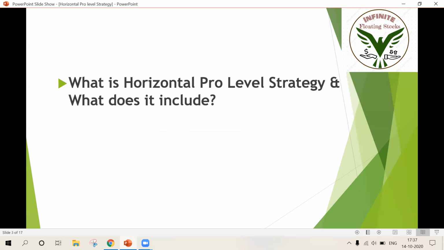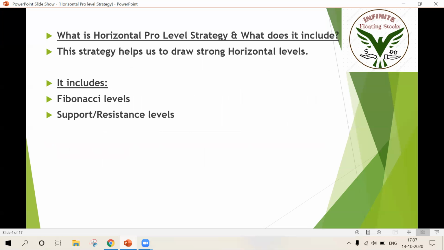So, what is the horizontal pro level strategy and what does it include? It's very simple. This strategy helps us to draw strong horizontal levels. I repeat, there is nothing complex in this strategy, it is actually very easy. It helps us to draw strong horizontal levels, and we'll be trading only on those strong horizontal levels.